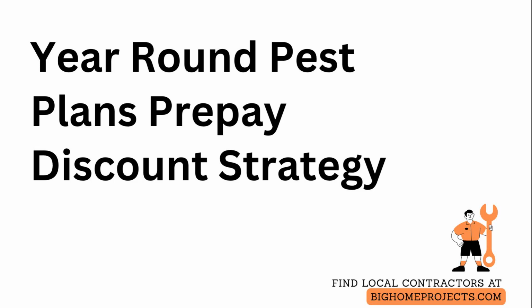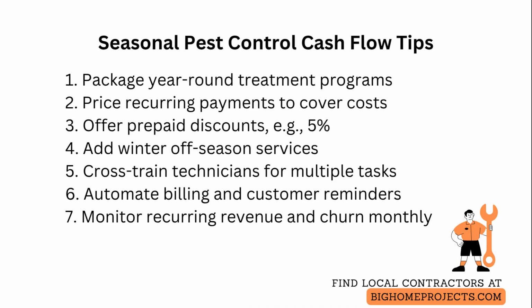Deal with seasonality in pest control by designing service and pricing models that create predictable, year-round revenue. Start by packaging year-round treatment programs that spread visits and payments evenly throughout the calendar year. Price them so each monthly or quarterly payment covers an integrated mix of preventive and reactive visits, which reduces peak staffing pressure and smooths cash flow.